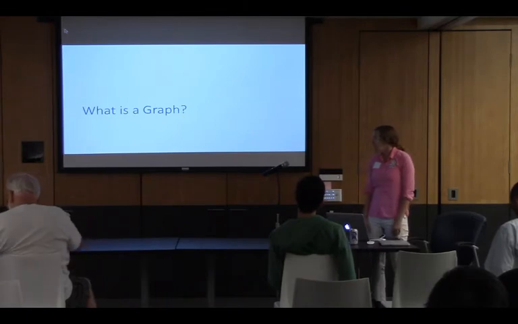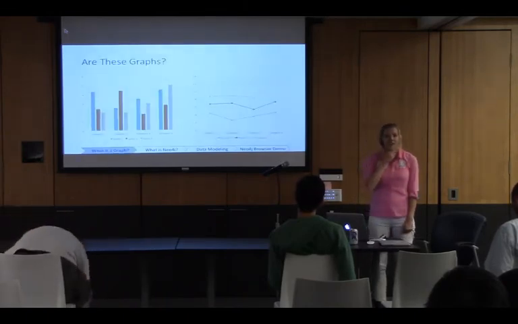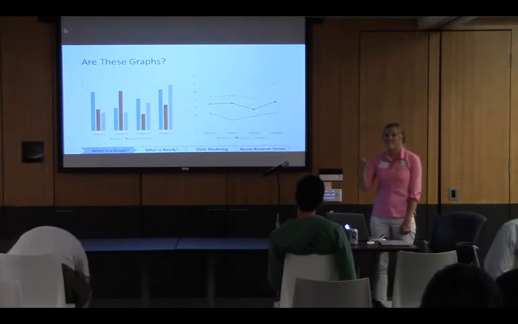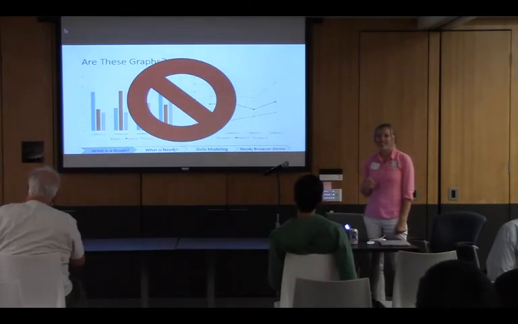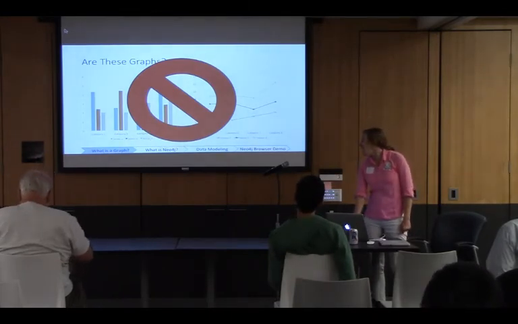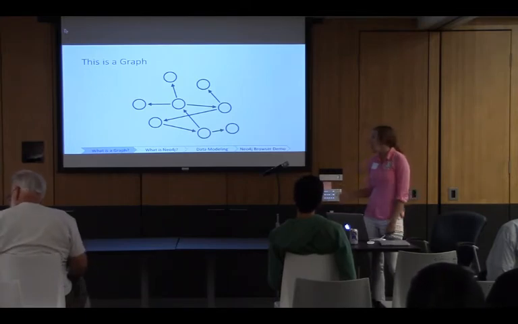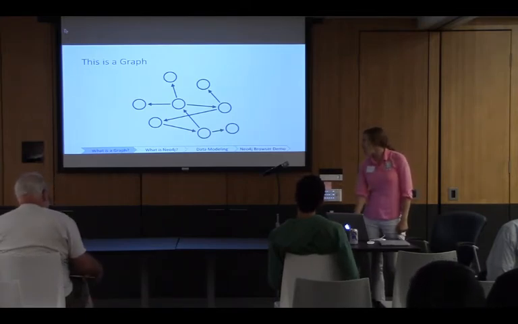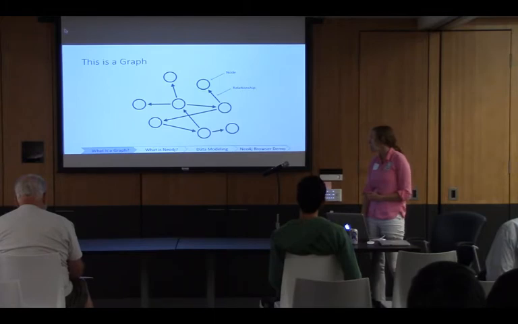So what is a graph? We have a pop quiz to start this out. Are these graphs? We're going to take a stab. You guys saying yes? Yes and no. No, it is not a graph. This is a graph. When we talk about graphs in Neo4j, this is what we're talking about. And in its simplest form, it's a set of nodes that are connected by relationships.